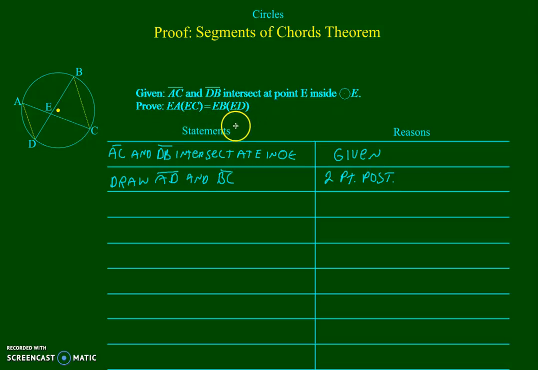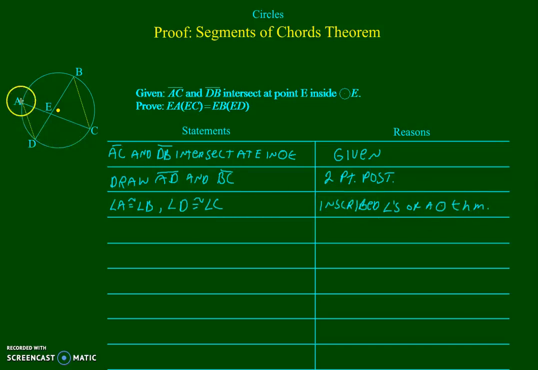So let's get started, and we're going to start out by talking about angle A and angle B being congruent, and we might as well go ahead and use angle D and angle C as well, just to simplify the proof a little bit. So I'm going to say angle A is congruent to angle B and angle D is congruent to angle C. So here we have angle A is congruent to B and D is congruent to C because of the inscribed angles of a circle theorem.